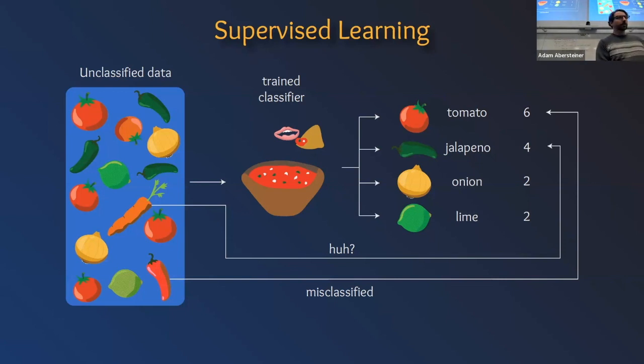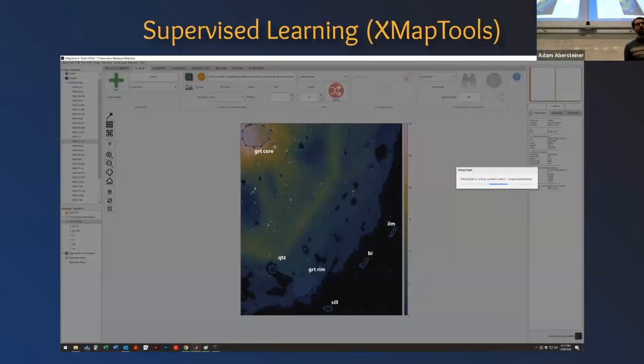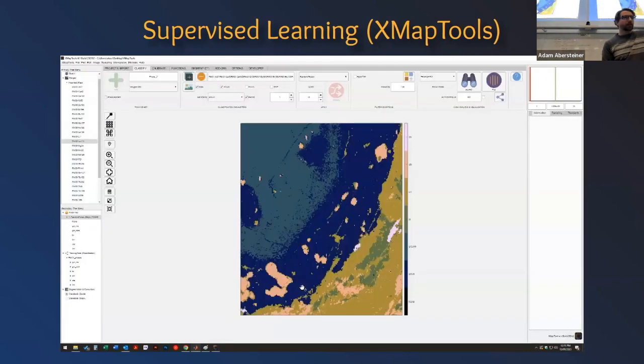So these are the types of problems that we can come up with supervised learning. Here's an example of using supervised learning. This is using XMAP tools, which will be somewhat of a competitor for our software. XMAP tools use supervised learning as the way to do the learning for their program. In order to do it, you have to select a group of pixels and then label them as a particular type of entity. Once you've done all that labeling, you can then classify it, and you can get something like this based on that map.